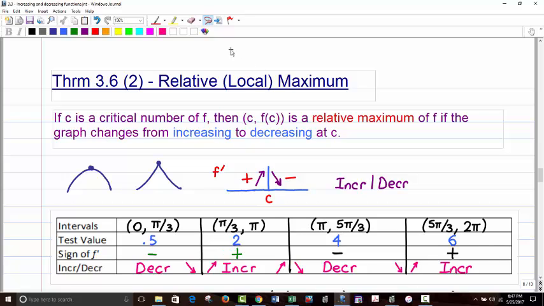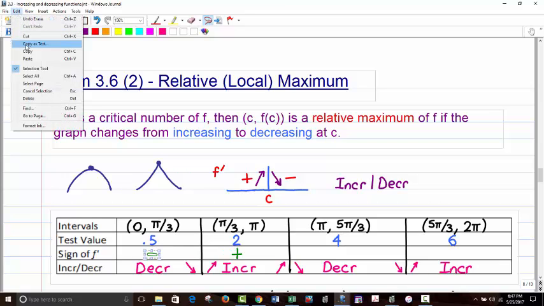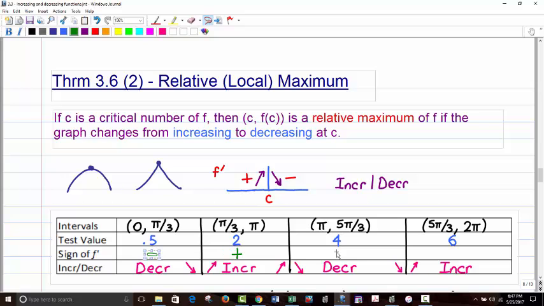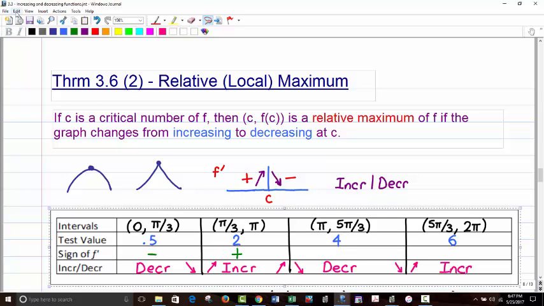And then increase to decrease at pi would be a relative maximum. And then the last interval would be another decrease to increase, which is the relative minimum.